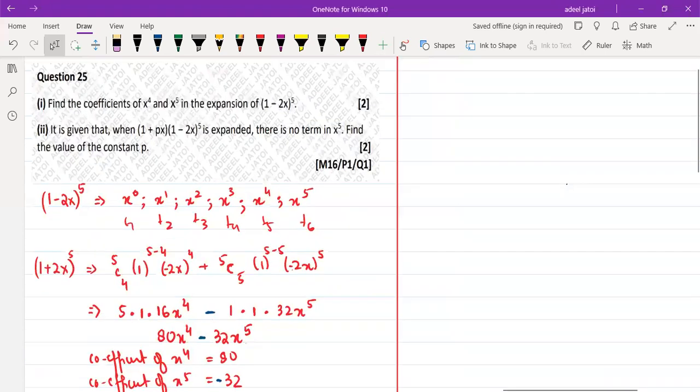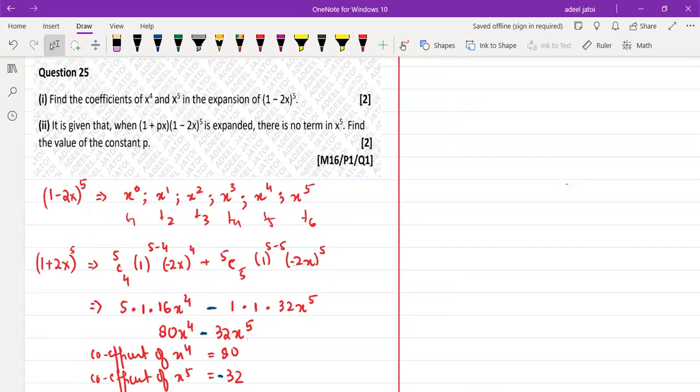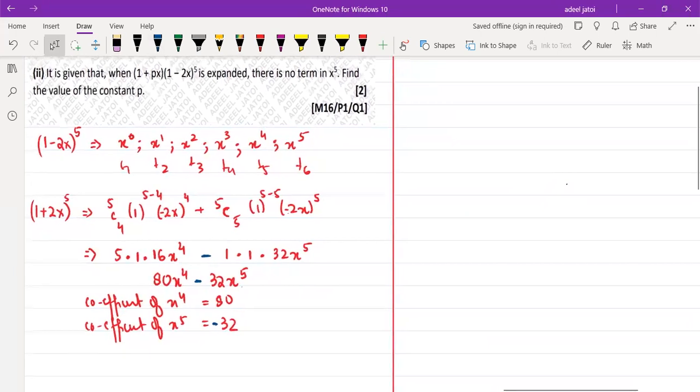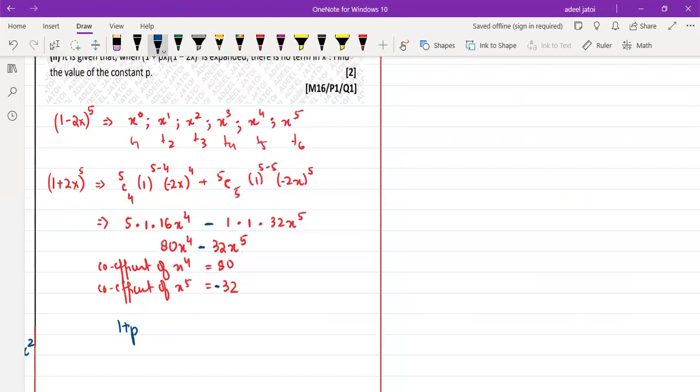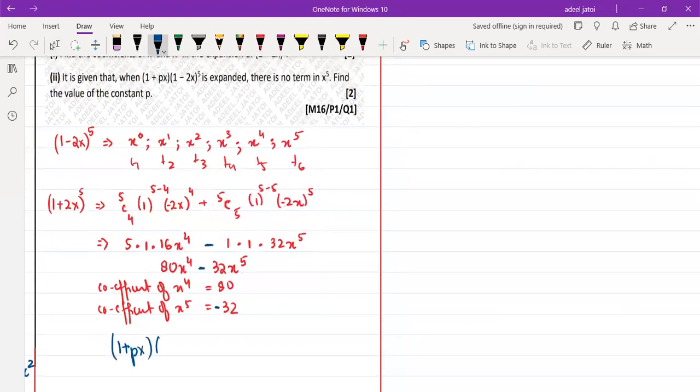In part 2, the question says it is given that when (1 plus px)(1 minus 2x) to the power 5 is expanded, there's no term in x to the power 5. No term in x to the power 5 means obviously the coefficient of x to the power 5 becomes 0. So find the value of constant p. We have already opened it up. Let's just write it down: (1 plus px) and (1 minus 2x) to the power 5. It says no term of x to the power 5.